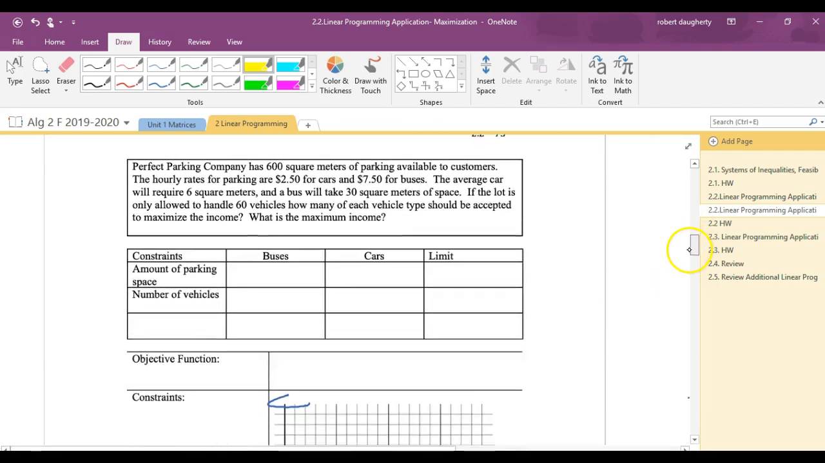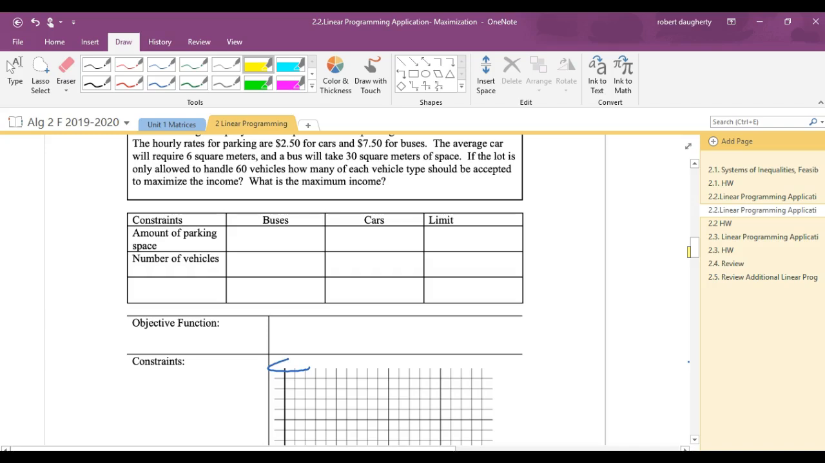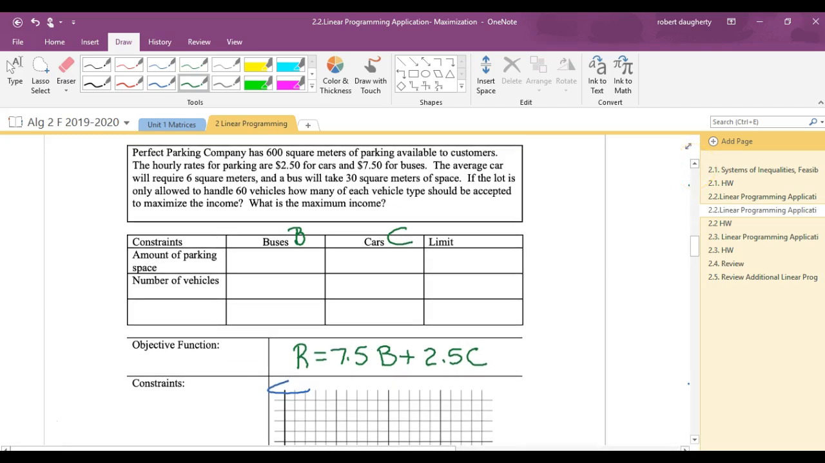So now let's just copy down what we've done so far. We've got the objective function: revenue is equal to 7.5B plus 2.5 times C. Our variables, we have B, which represents the number of buses, and C represents the number of cars. Now I'm ready to figure out what my constraints are. And now I just look at the problem.